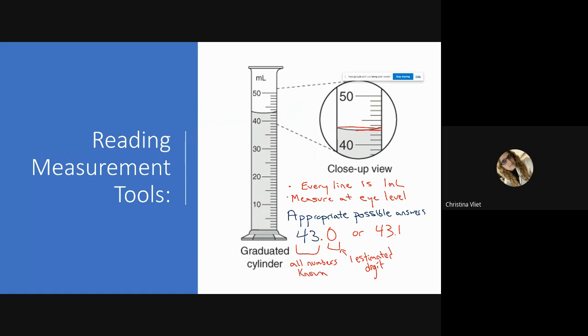So when you write an answer for measuring, a couple things you need to do. First of all, you need to adjust at eye level. Then you need to read the bottom of the curve. And then you write all the numbers you know and you estimate one additional number. Now I have a question. In this measurement, is the 4 important?